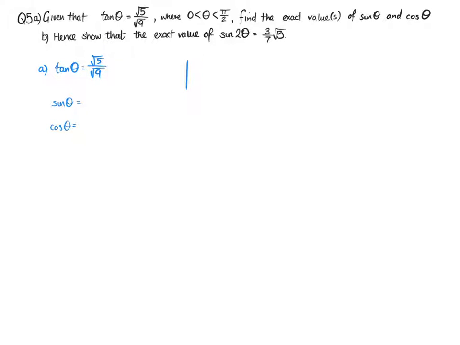So we draw a triangle, construct one, theta's in here. We're going to have root 5 over the square root of 9. Okay, my triangle doesn't really necessarily make sense, but that's fine. It's just a sketch to help us out. So the hypotenuse is going to be the square root of 5 squared, so 5, plus the square root of 9 squared, so 9. So we're going to get the square root of 14, because 5 plus 9 is 14, and then we've got the square root of it.